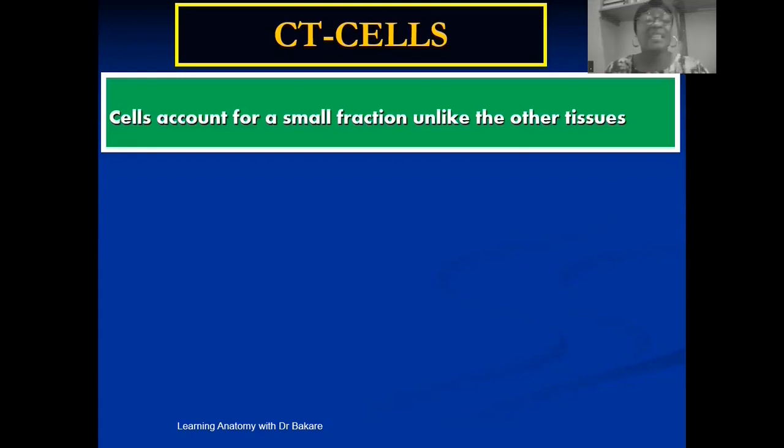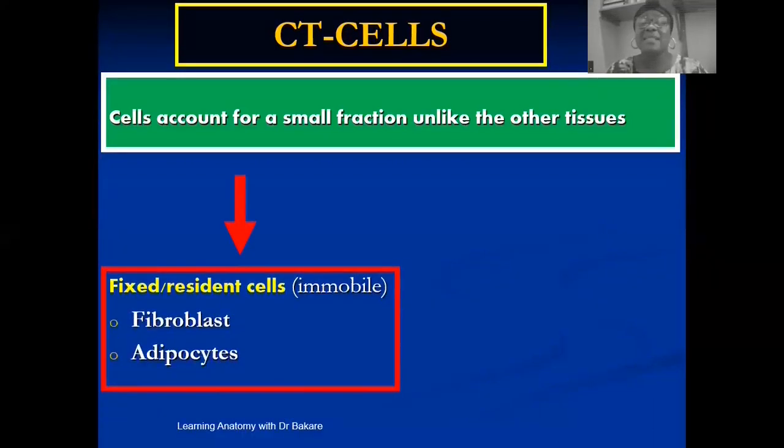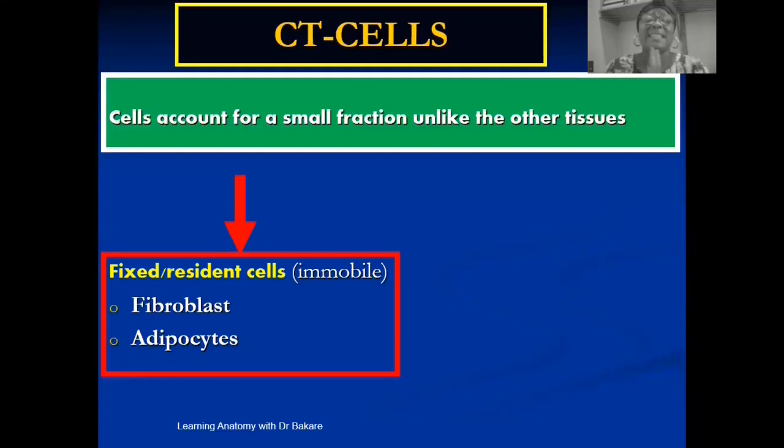Generally, the cells of the connective tissue are classified as fixed cells. We have fixed or resident cells. These cells are immobile. They are permanently located within the connective tissue. They do not have the ability to move out of their space. And these cells include the fibroblasts and also the adipocytes. These two cells are permanently located within the connective tissue.